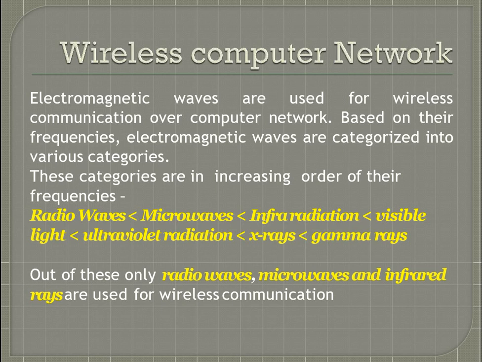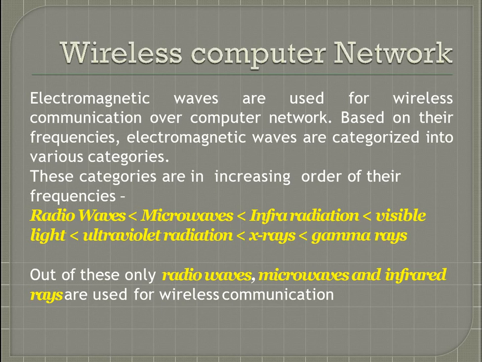This video is part 7 of computer networks. Today we are going to learn about unguided media. So what is unguided media? Unguided means wireless communication. In the previous videos, we discussed guided media, which is wired communication. So unguided means wireless. Electromagnetic waves are used for this unguided communication over a computer network, to communicate from one computer or network to another network.